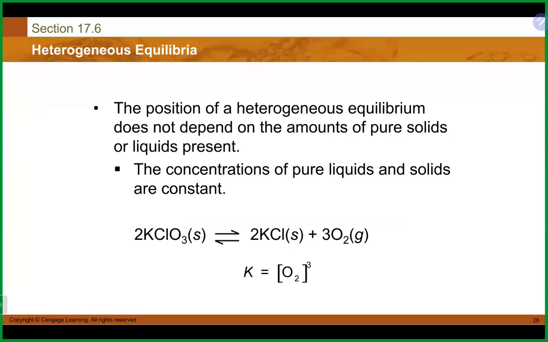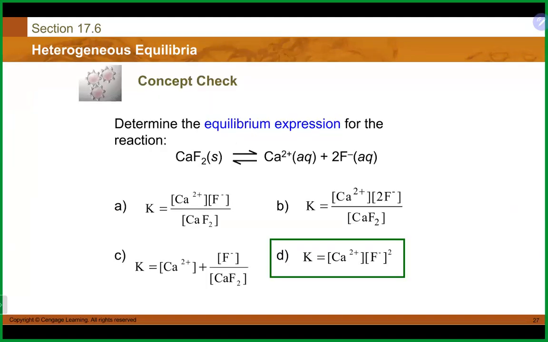So the position of our equilibrium, again, no solids or liquids are going to be dependent on it. So we do leave them out. They will remain constant through here. So here we have something like calcium fluoride, and it's going to make our two ions here. And we again would write our equilibrium expression, which is K would be our calcium ion times our fluoride ion. And again, we do need to square it. This is a solid, which means it's not going to be included.